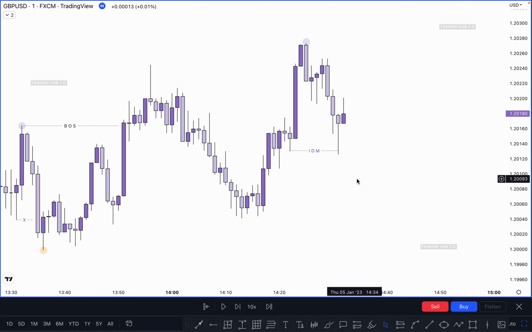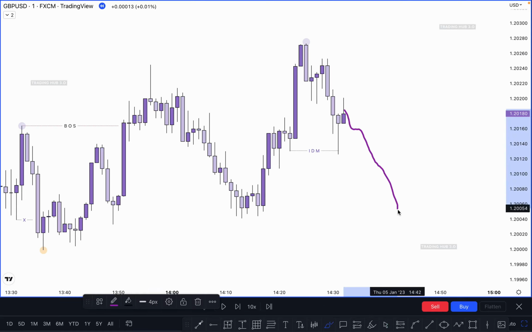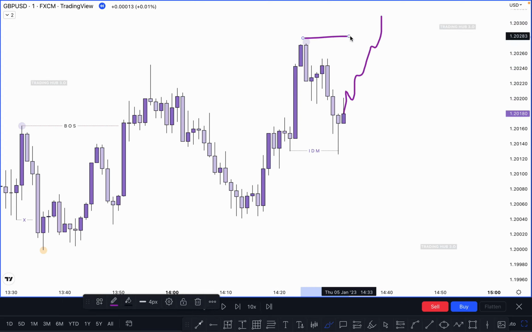So if market breaks this low, and then market pushes higher high and breaks this one, this becomes our valid break of structure. Maybe market continues going higher, something like this, and creates new structure, and this becomes our valid break of structure. So let's see what happens next here.